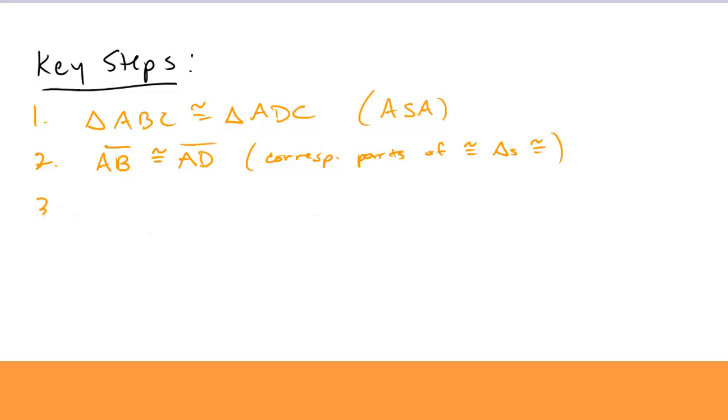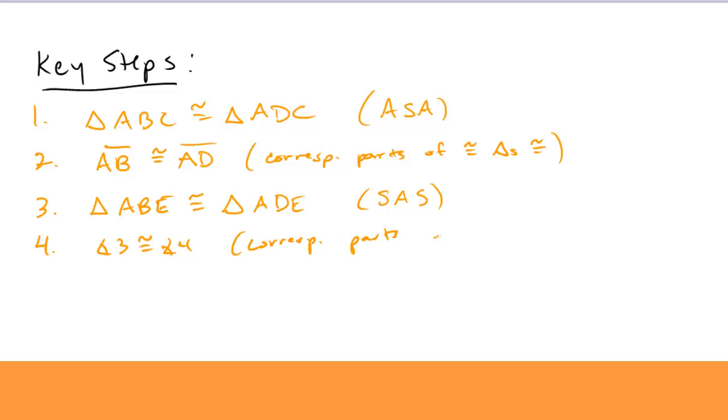Our next key step was to get the other pair of congruent triangles. Triangle ABE was congruent to triangle ADE. We did that one by side angle side. That gave us angle 3 congruent to angle 4 because corresponding parts of congruent triangles are congruent. And finally, that gave us the perpendicular lines that we wanted.